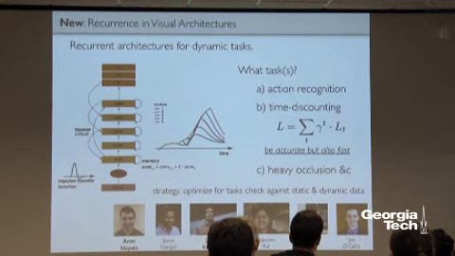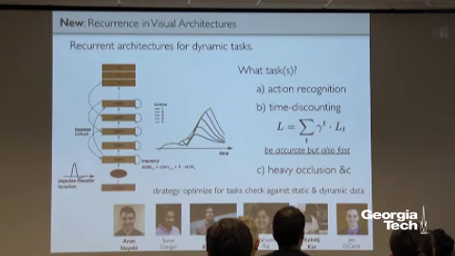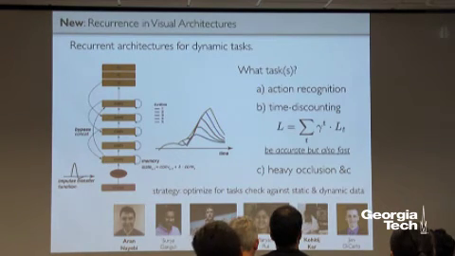But things that are of interest: we're really interested in looking at recurrent architecture for dynamic tasks. So instead of just a feed-forward structure, have local recurrences, long-range recurrences, long-range skips and long-range feedbacks. And think about tasks like action recognition, which are inherently dynamic, as well as time discounting. So you've got to do it accurately but fast, right? Or situations where there's heavy occlusion.